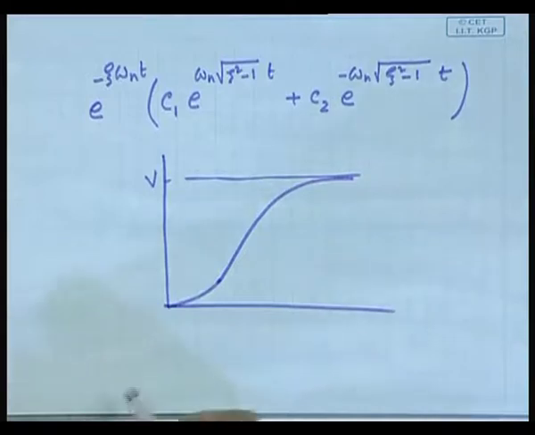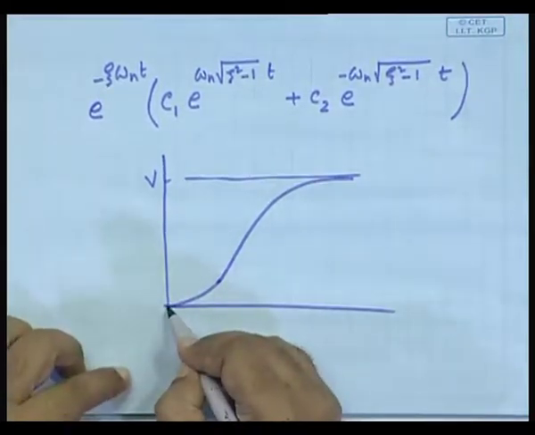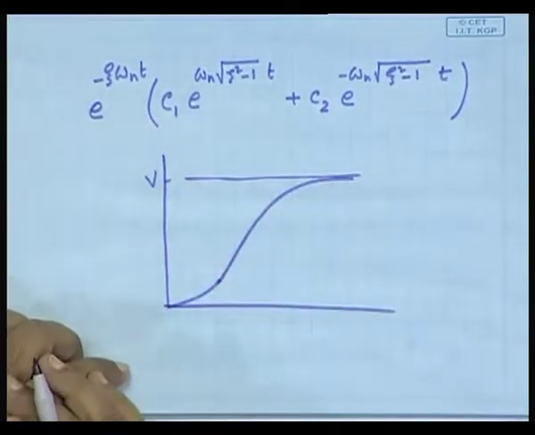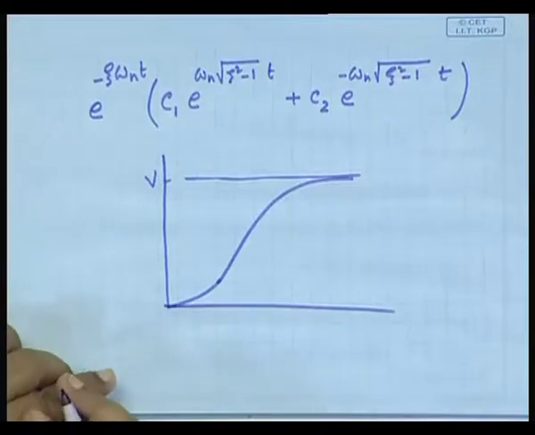What was the logic in working out the time constant? We said that if the starting slope continued for some time, at what time will it reach V? So, at what time will it reach V? It will never reach, because it is 0.